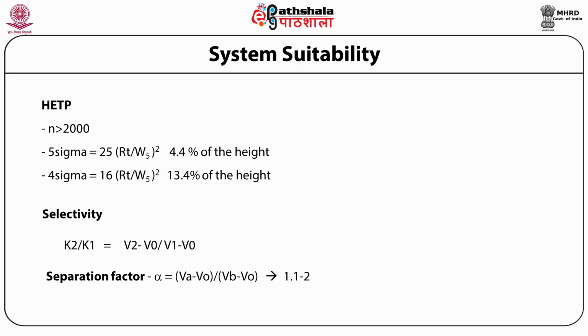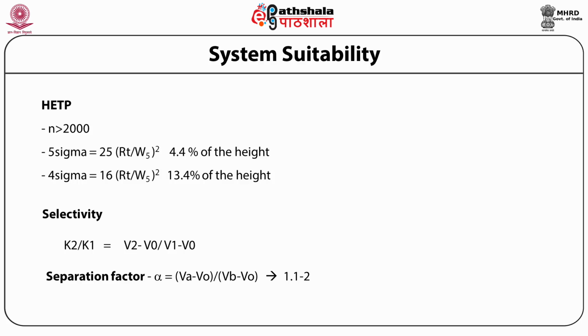Then comes selectivity. Between two peaks, how good it is capable of. So capacity factor of first peak, capacity factor of second peak, you need to calculate. So K2 is the capacity factor of second peak, and K1 is the capacity factor of peak 1, which is V2 minus V0 by V1 minus V0, which gives you a difference more than 1. That shows that they are well separated.